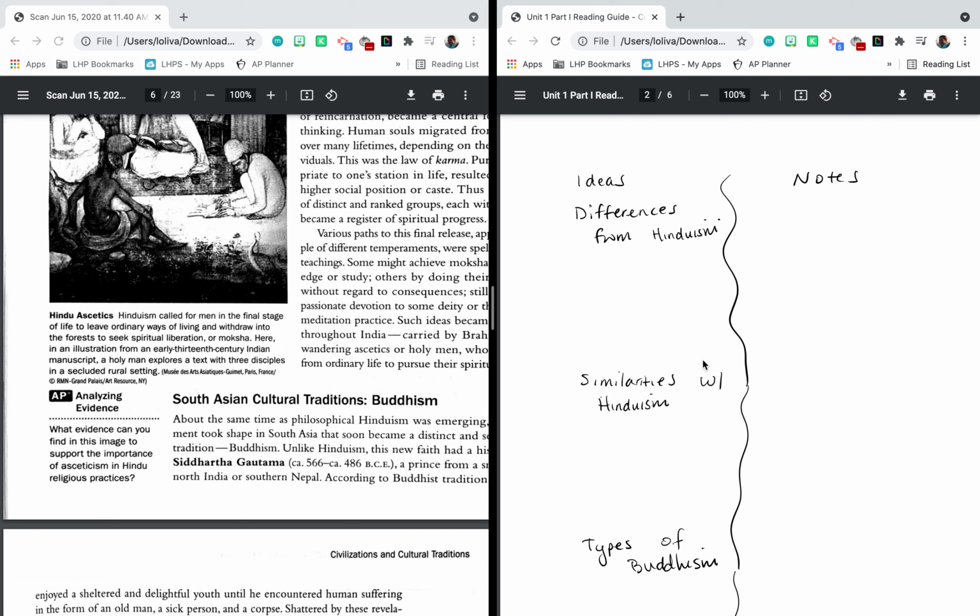Notice too that I haven't given you a lot of space. That's because I want you to be taking high quality notes, not high quantity notes. What I like to think of doing is reading the whole paragraph and then going back and deciding what I want to take out of that. Then I'm going to take my notes.